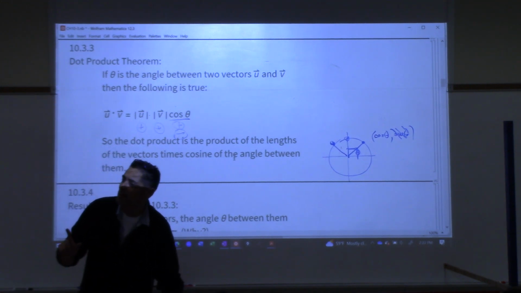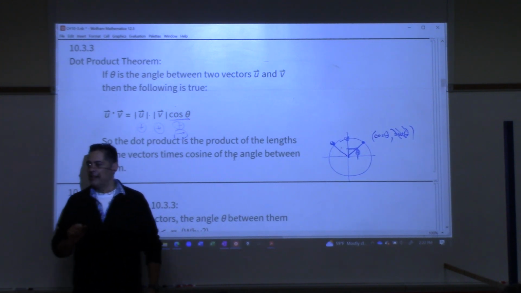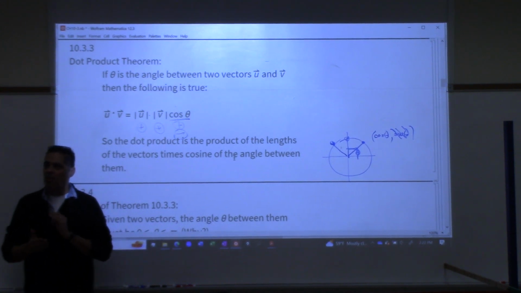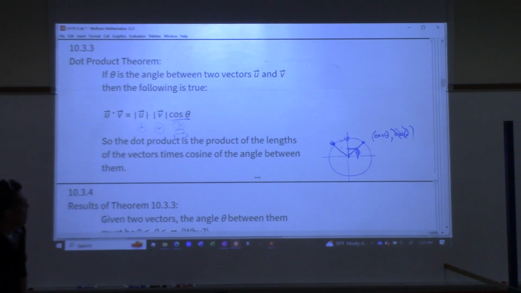Now it turns out that we're going to learn the cross product. The cross product, there's an easy check to see if they're parallel. So for dot product, it's a quick way to check for perpendicular. Cross product is a quick way to check for parallel. We're just not there yet.